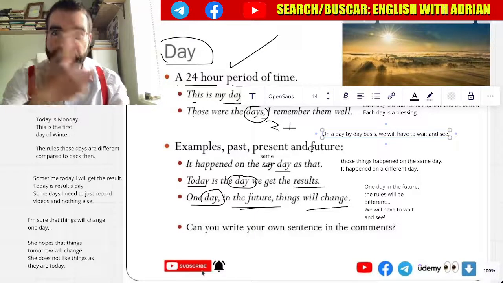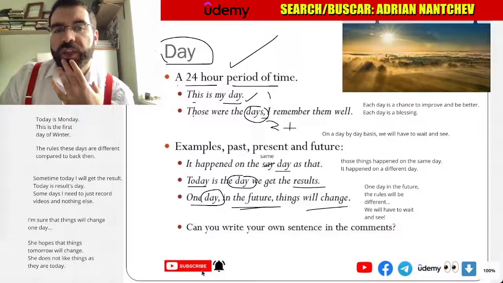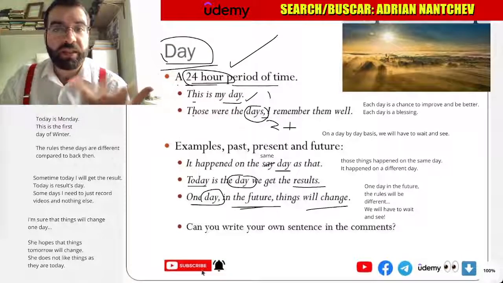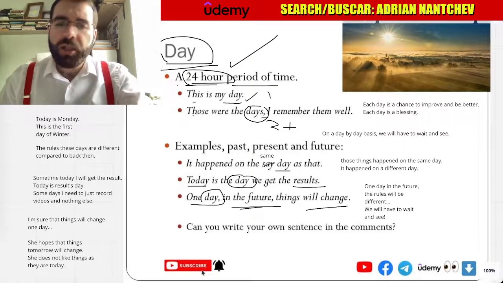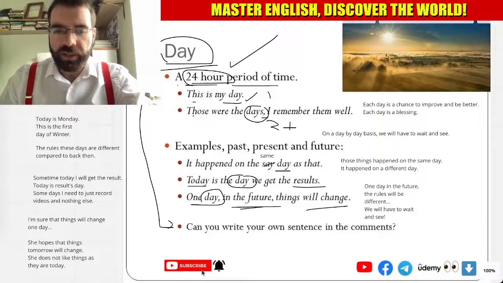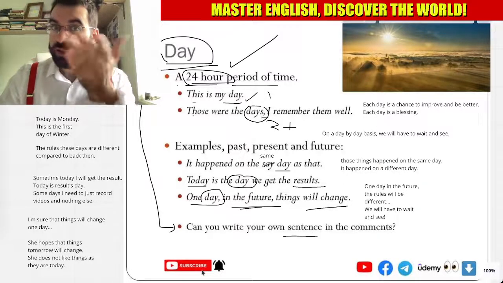Yeah, how cool is that, language explorers? So, day, 24-hour period. Monday, Tuesday, Wednesday, Thursday, Friday, Saturday, Sunday. So, can you use day in a sentence?